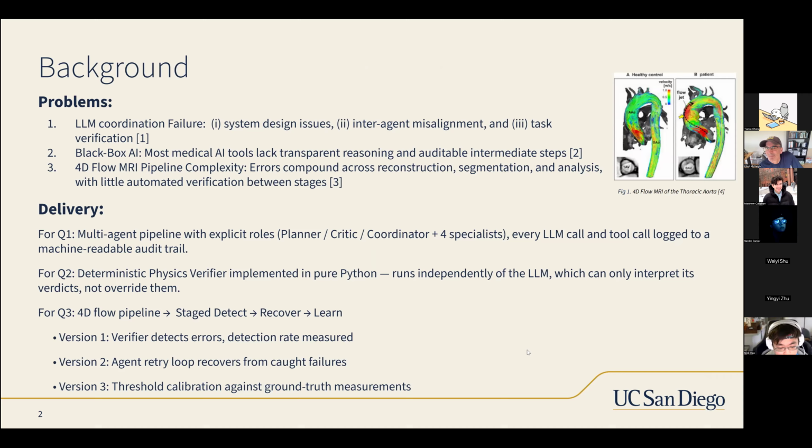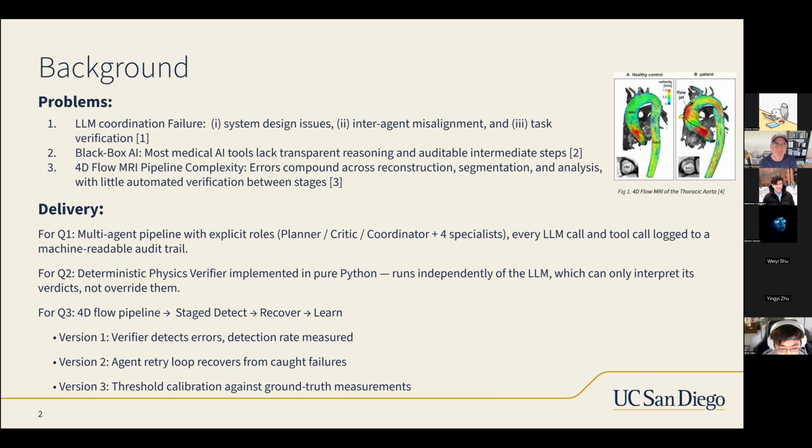We outlined 3 problems in our proposal. Here's what we delivered mapped directly to those 3 problems. For question 1, the coordination, we built an explicit multi-agent architecture: a planner, a plan critique, a coordinator, and 4 domain specialists for reconstruction, segmentation, verification, and hemodynamics. Crucially, every LLM call and every tool call is written to a machine-readable JSON audit trail. So when an agent makes a decision, we know who decided and why and on what data.